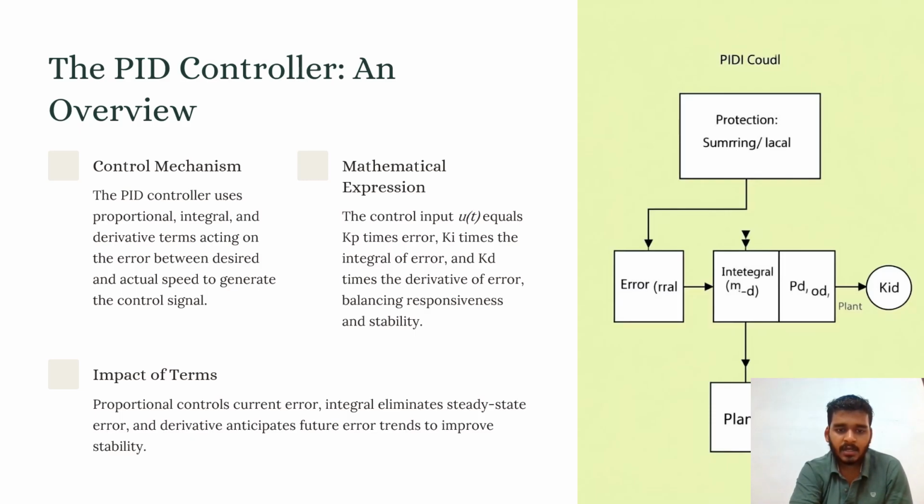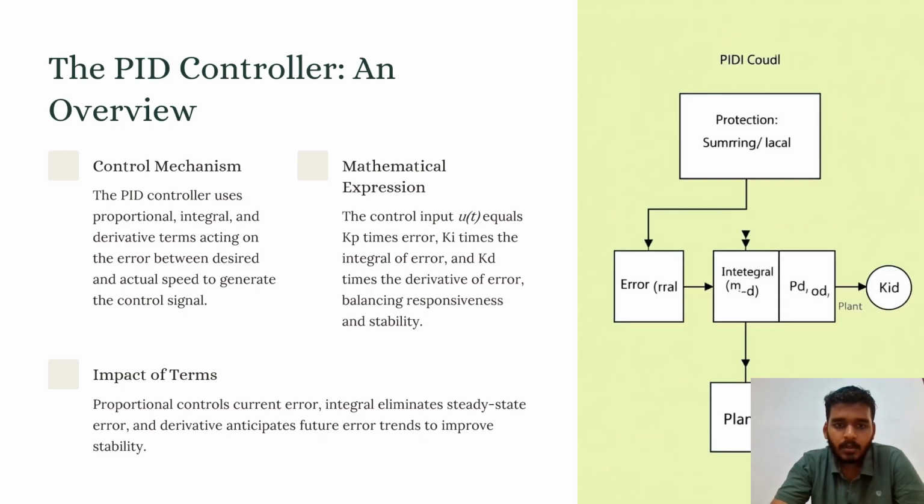The terms' impact: the proportional term controls the current error, the integral eliminates steady state error, and the derivative anticipates future error trends and improves stability. The steady state error depends on the transient system and the steady state system. The transient system means the initial condition from 0 to the rated value, and when the rated value is a continuous constant, it is called steady state. So this is the PID control overview.